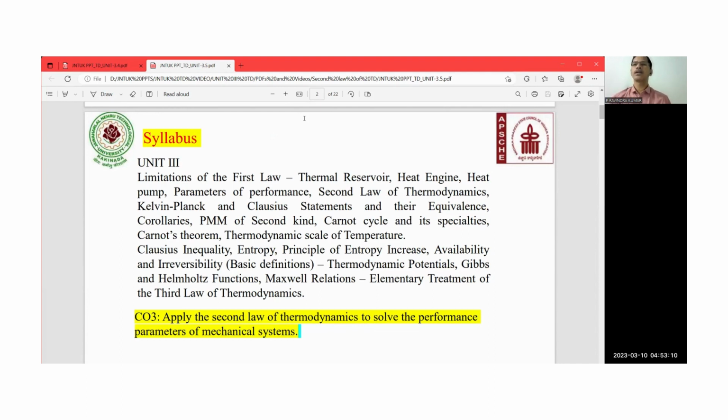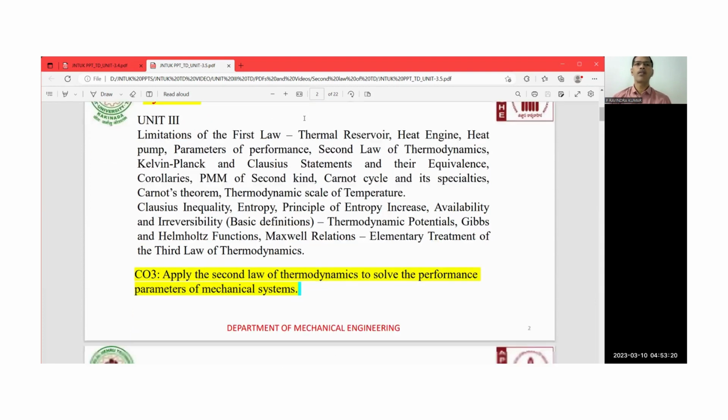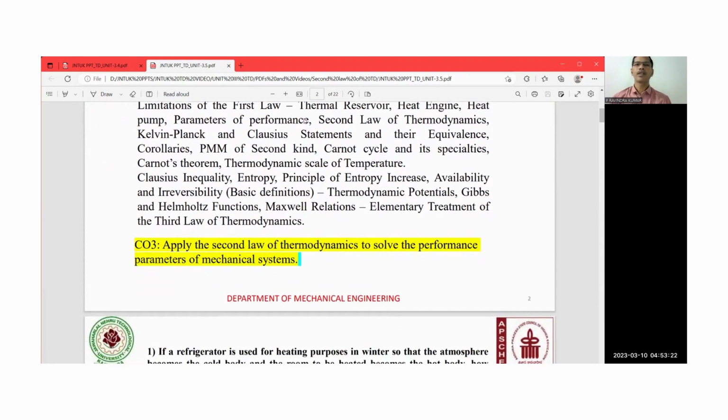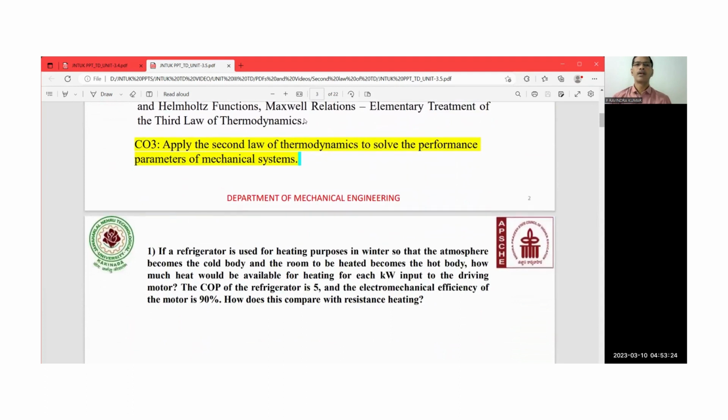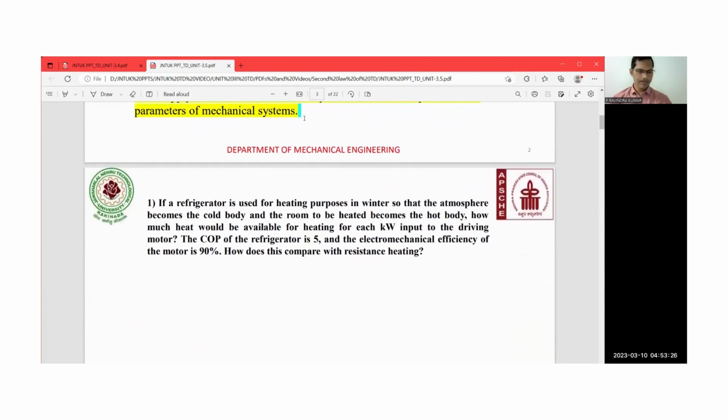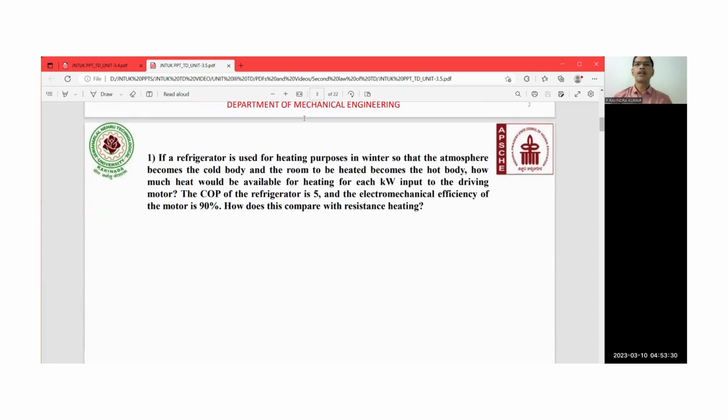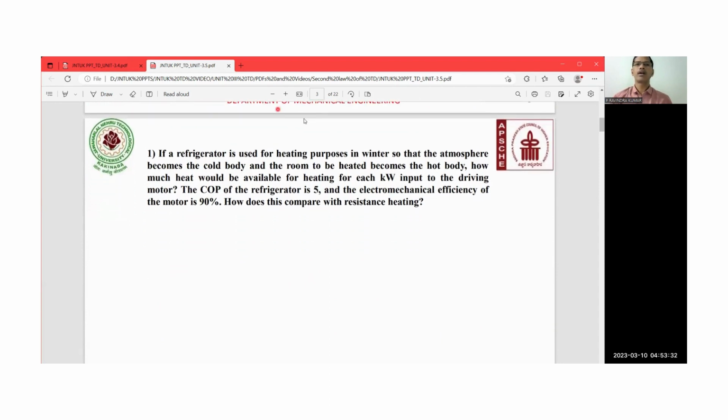So all the realistic, day-to-day connected mechanical problems. So today I am going to cover these problems. So this is the thing you have to understand.